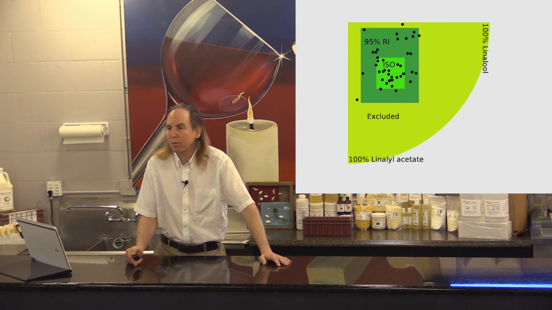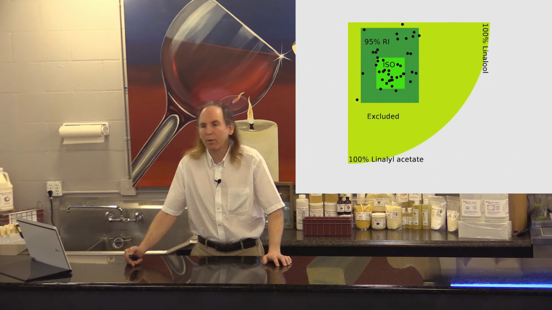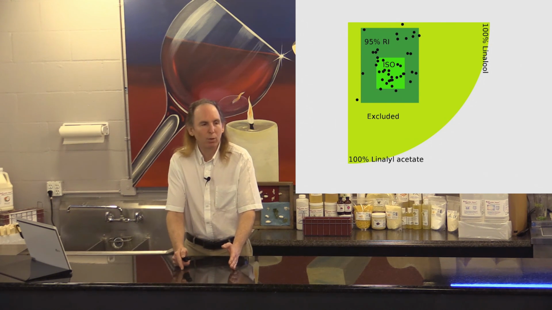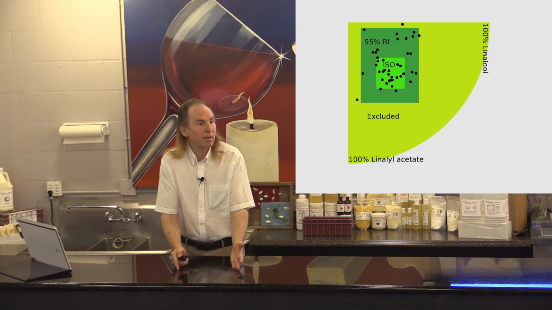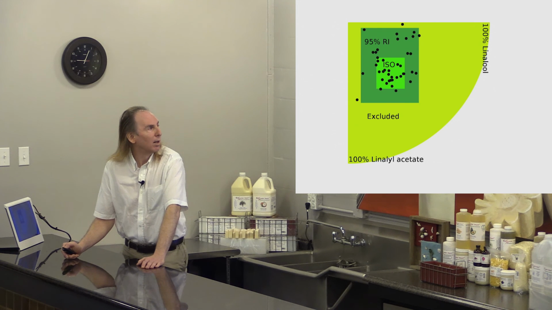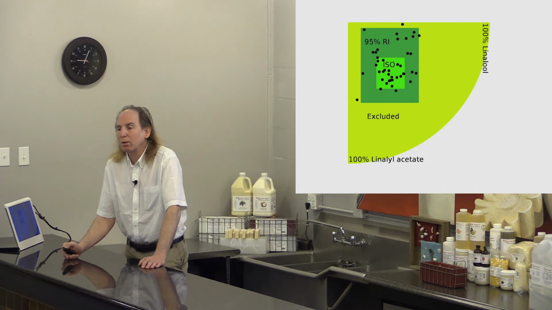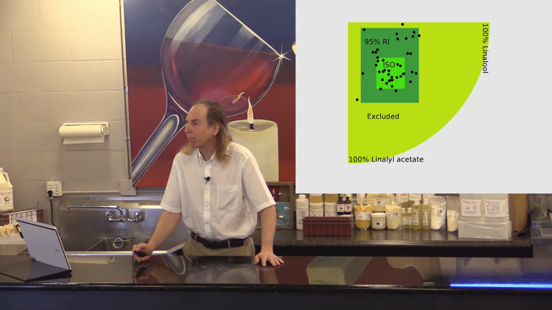So they use a 95% reference interval. 95% of normal healthy people will fall within that interval. 5% of normal healthy people will fall outside the interval. So we have the same thing going on here. The 95% reference interval will include more genuine oils than the ISO spec does, but at the risk of also including some oils that might not be genuine.